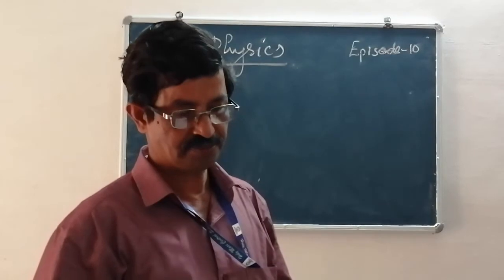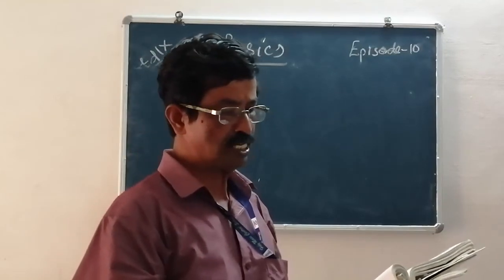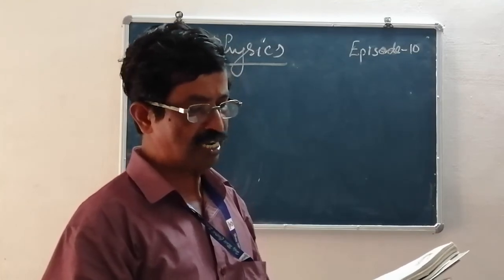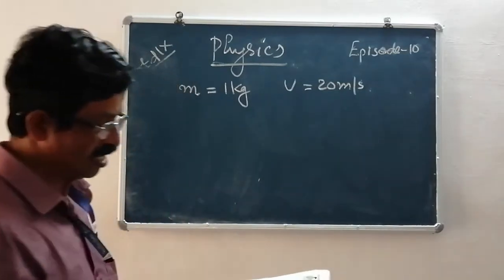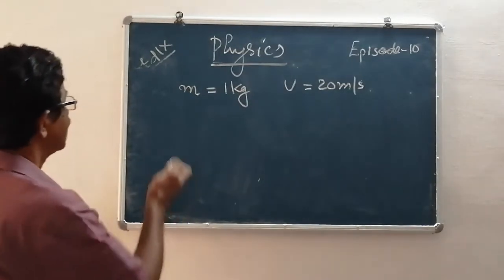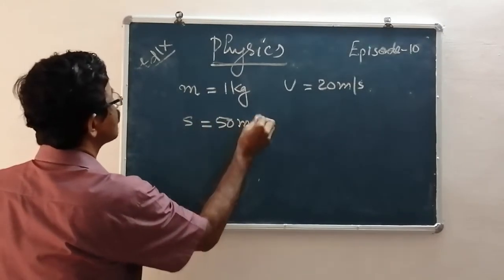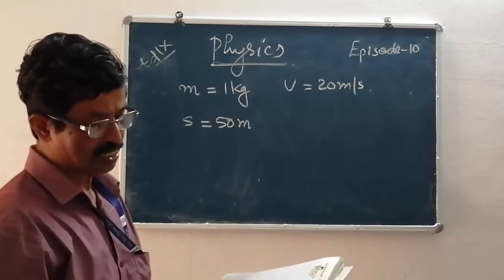Question number 6. A stone of 1 kg is thrown with a velocity of 20 meters per second across a frozen surface of a lake and comes to rest after traveling a distance of 50 meters. What is the force of friction between the stone and the ice? The mass of the stone is 1 kg, the velocity is 20 meters per second, and the distance traveled is 50 meters. We want to find the force of friction.